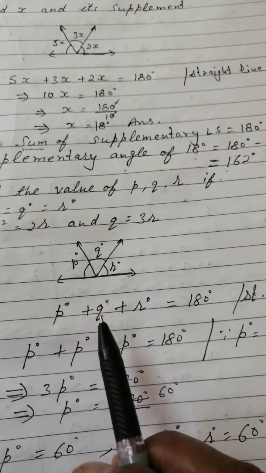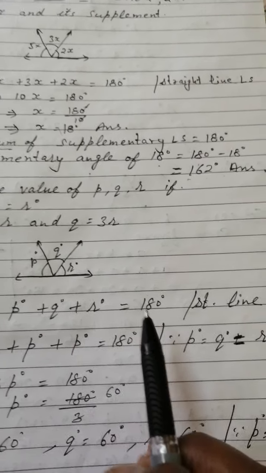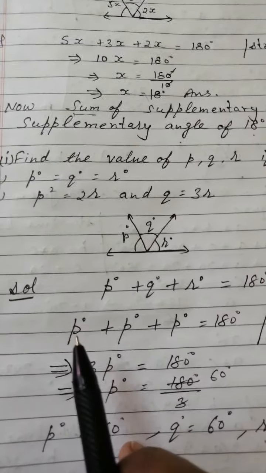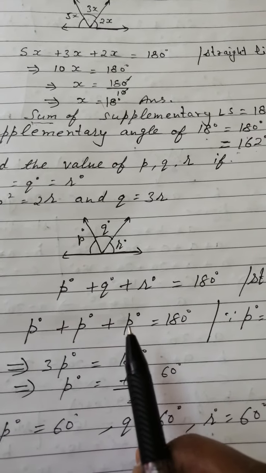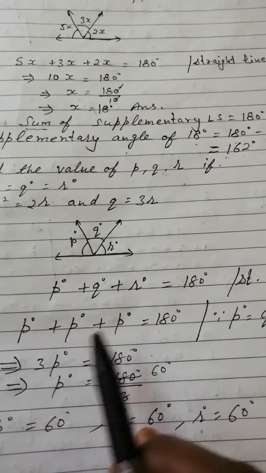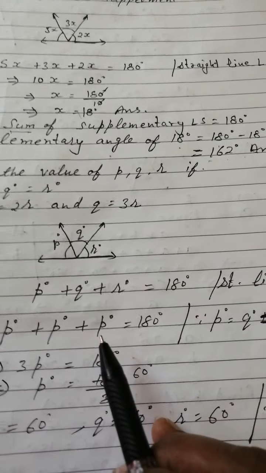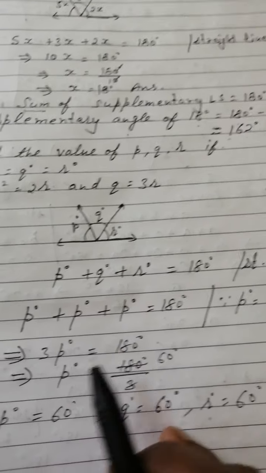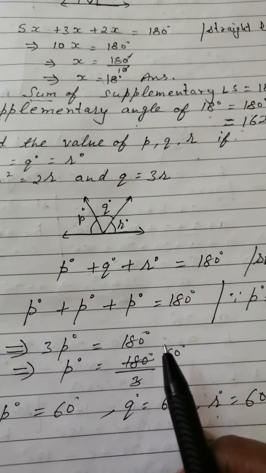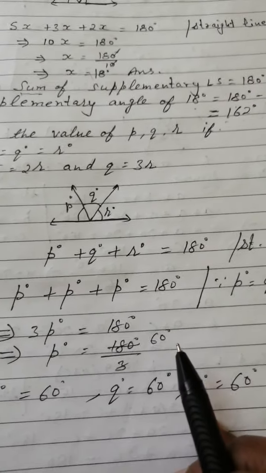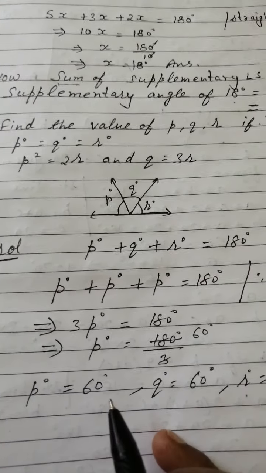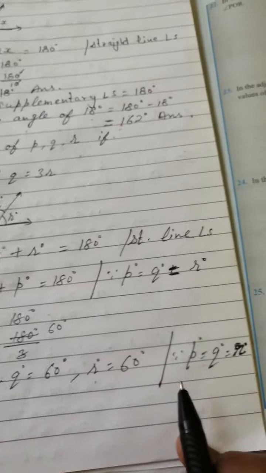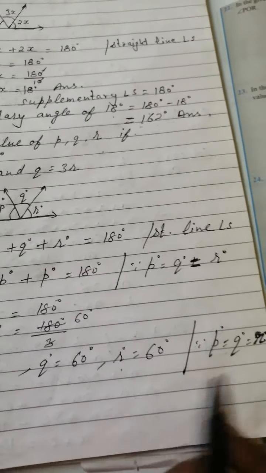Solution. P plus Q plus R is equal to 180 degrees because they are making straight line angles. Angle P plus angle P plus angle P. In place of Q we will write P, in place of R we can write P because these three angles are equal. 180 degrees. Now 3P is equal to 180 degrees, so the value of P is 60 degrees. Q is 60 degrees. R is 60 degrees because these three are equal angles.